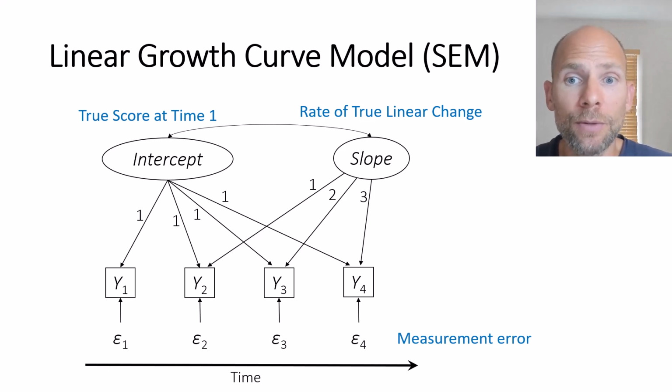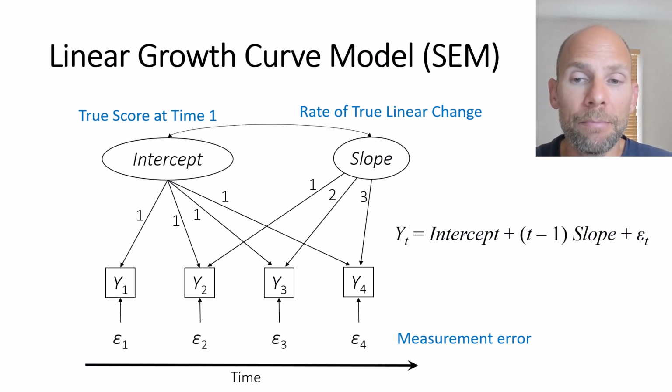The model can also be described with a single measurement equation for a variable y at time t. So the observed variable yt depends on the intercept factor, plus t minus 1 times the slope factor. T minus 1 indicates the fixed slope factor loading, plus an epsilon error term that is specific to time t.